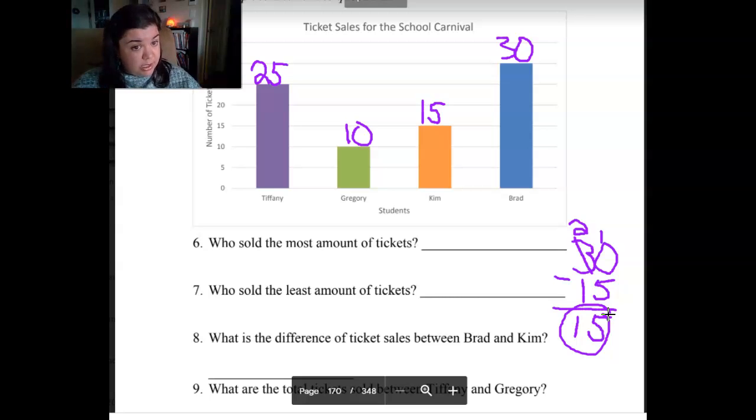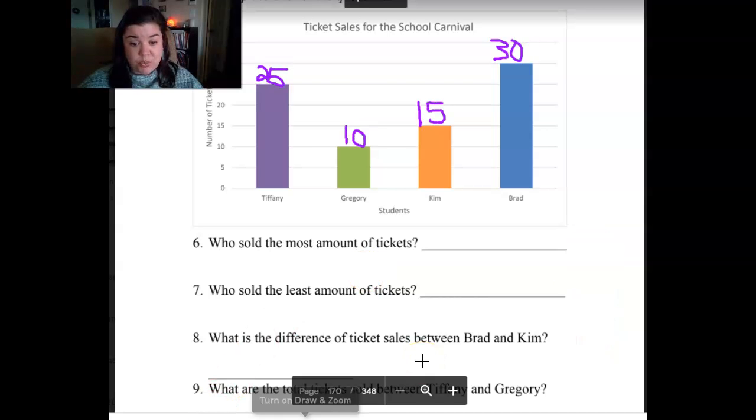If you did not get that right, go right now and take your whiteboard to a sibling or an adult and ask them to help you and find out why you didn't get it right. Maybe you just made a little mistake. Maybe you forgot to carry your 1 over here. See if somebody there can help you figure out why you got it wrong, okay? All right.